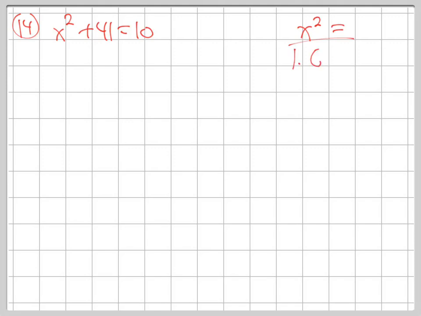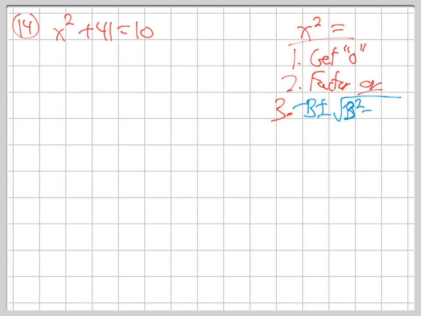What do you do? Step 1, get a 0. Step 2, factor. Or you can use the quadratic formula. Remember, negative b plus or minus the square root of b squared minus 4ac all over 2a. Remember the quadratic formula?